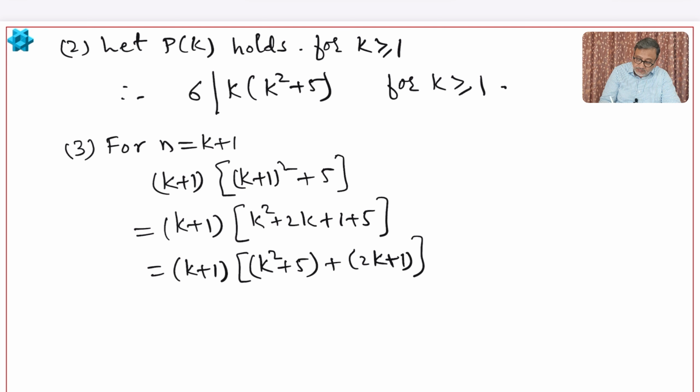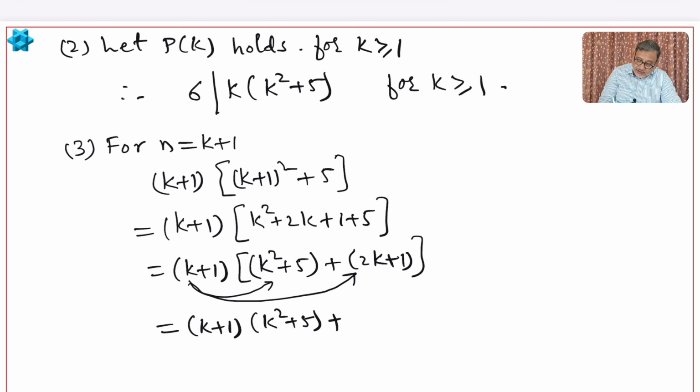Okay, now 2k + 1. Now I can open the bracket with this one: by k I will multiply both this and this and write, then by 1 I will multiply both and write. Okay, so (k+1) into (k² + 5) plus (k+1) into (2k + 1), right?